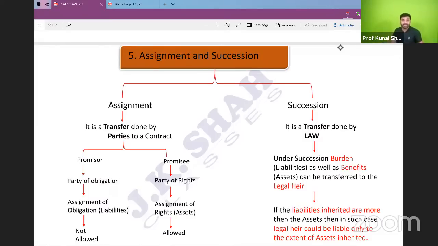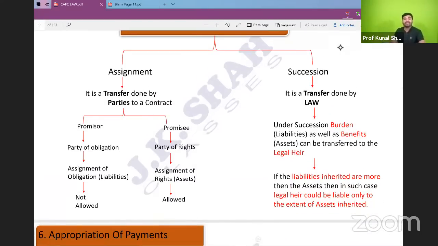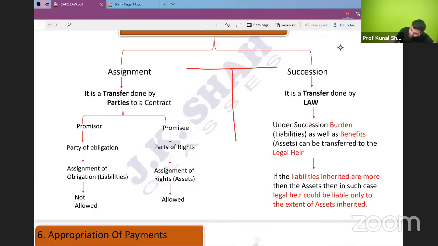Let us go on to succession. Succession is nothing but a transfer done by law. When will law come into picture? Law will come into picture only when there is a death or insolvency of a party. One fine day, Kunal Shah died. The moment I died, there was my balance sheet. This is my asset side and this is my liability side. On the asset side, I was having an asset of 5,000 crores. And on the liability side, I was having a liability of only 500 crores.